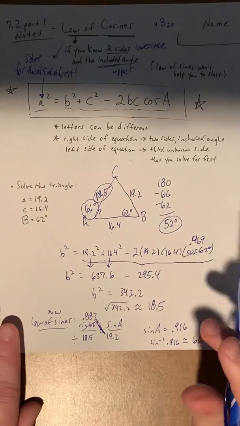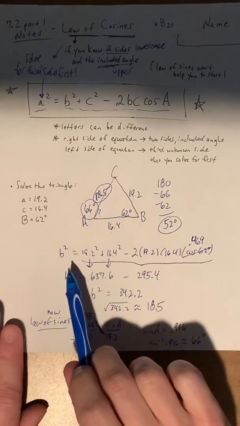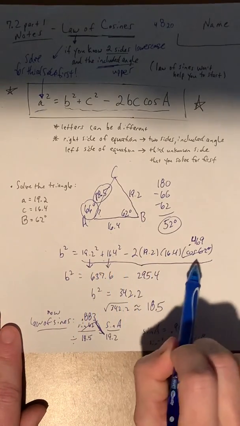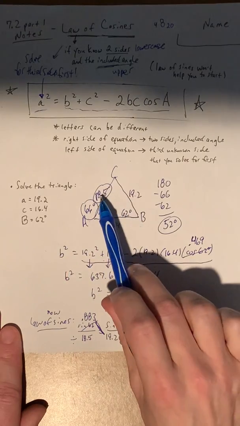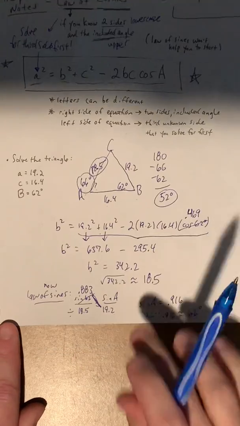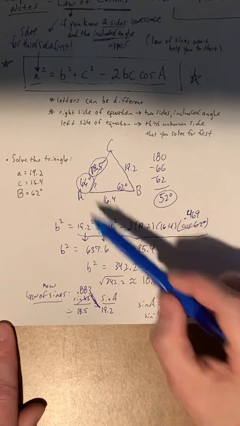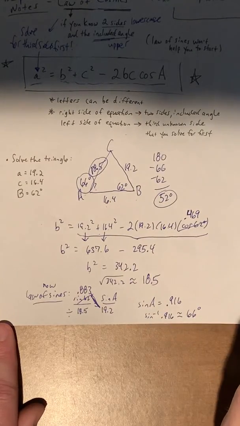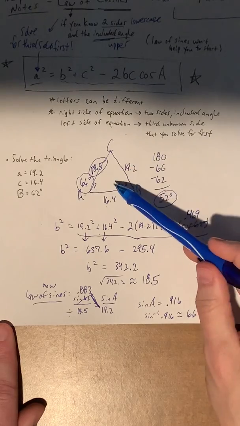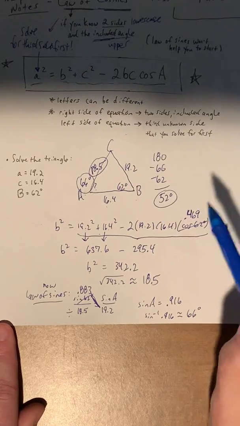So again, quick recap. You have to start off by using the law of cosines to solve for the third side. And then you can use the law of sines to get either of the other two angles. And then you can simply subtract the two angles you have now from 180 to get the third angle.